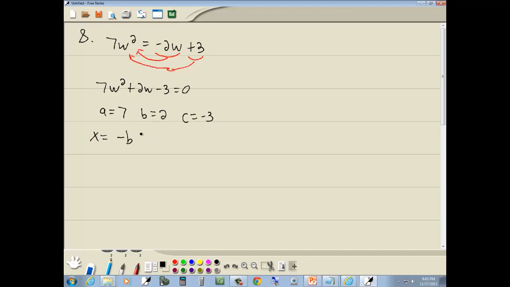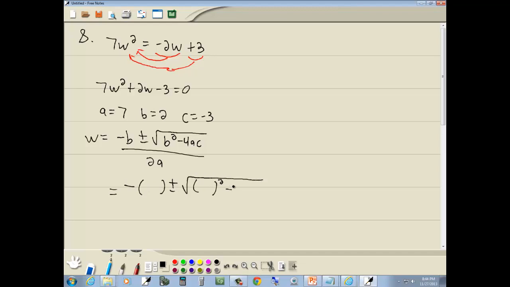Our quadratic formula is negative b plus or minus square root. It's not x, though. It's w in this case. Okay, w is equal to negative b plus or minus square root of b squared minus 4ac all over 2a. It's a good idea to go through and put parentheses in for your variables before you plug in your numbers. Once you get comfortable with it, sometimes you won't do that, but it does help reduce sign errors. Now everything else remained the same, the negative, the plus or minus, square root, second power, negative 4, all that.